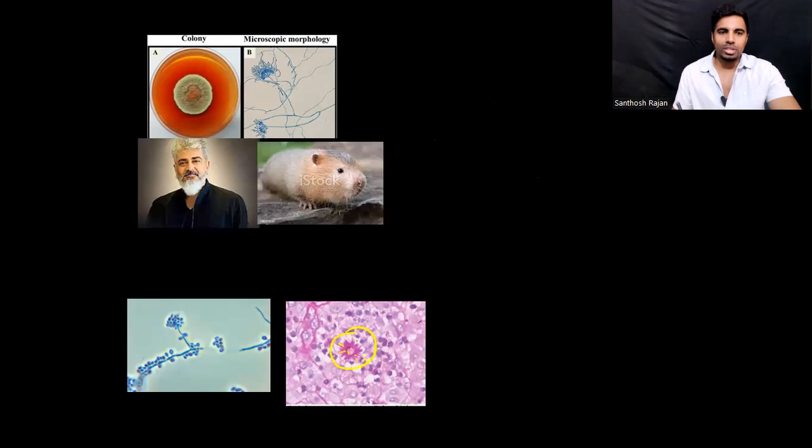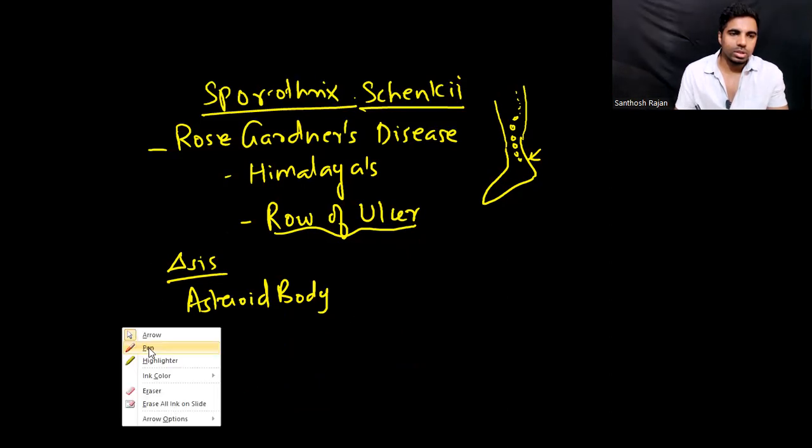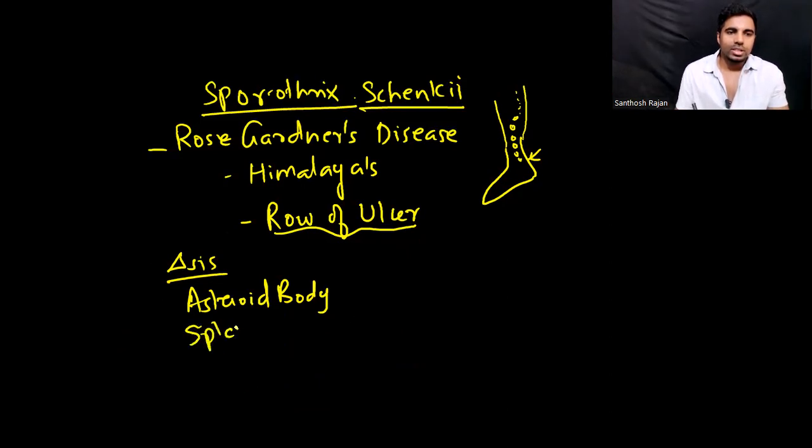And in the center of the asteroid, there are small particles. That is called what? Splendore-Hoeppli. Splendore-Hoeppli, right? This is Splendore-Hoeppli phenomenon. That's called Splendore-Hoeppli phenomenon. Okay, Splendore-Hoeppli phenomenon they call.